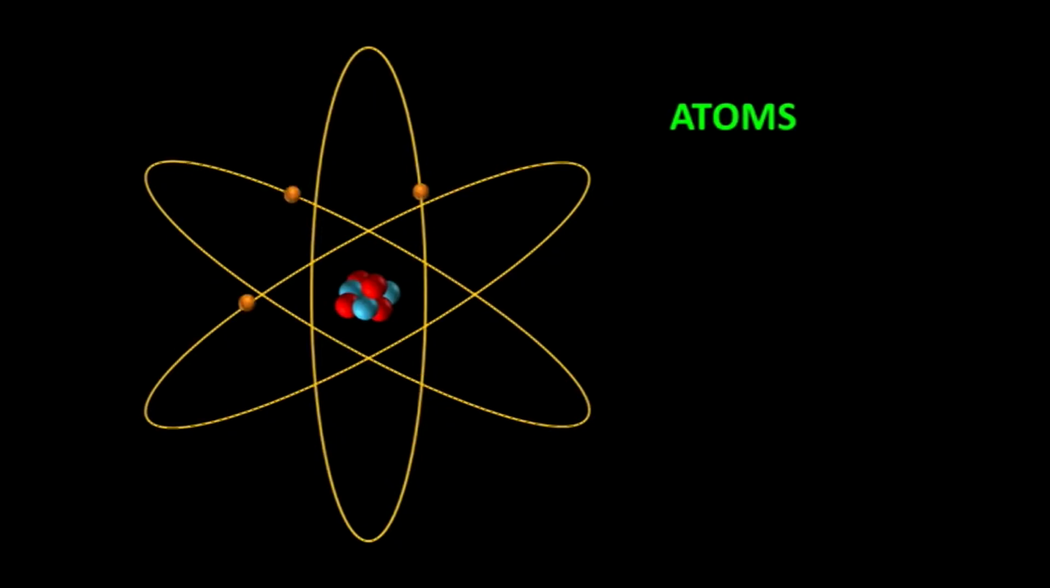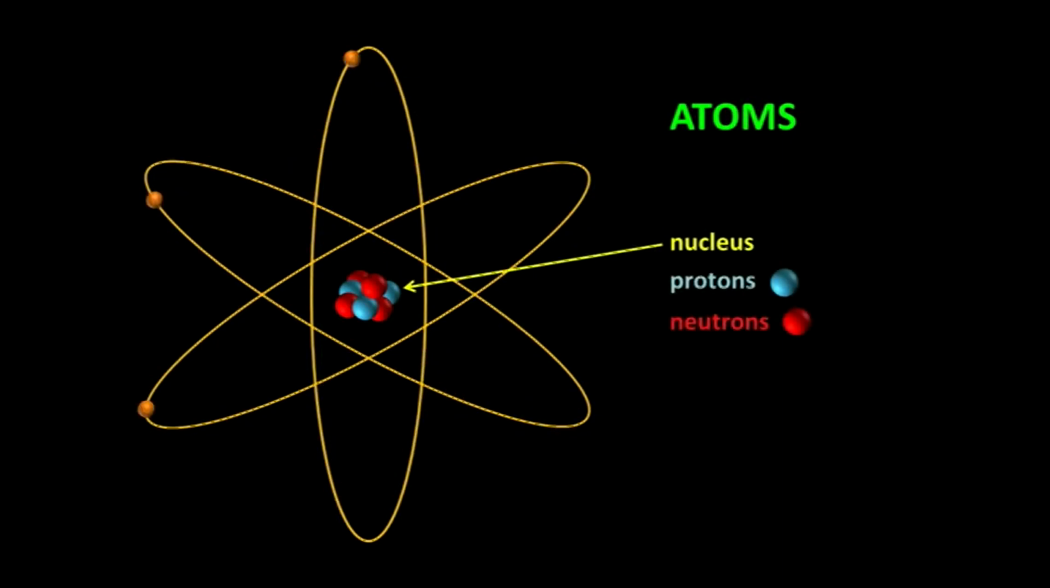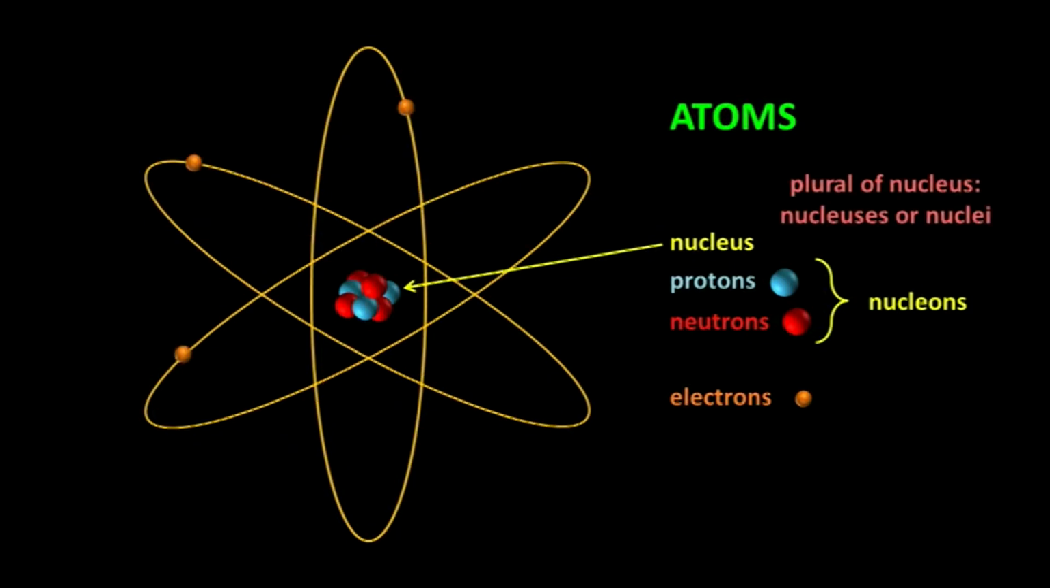So let's begin. We now know that all atoms are made of what's called a nucleus, made up of two types of particles called protons and neutrons, which is surrounded by much smaller particles called electrons that move around the nucleus at enormous speeds. Protons and neutrons are often collectively called nucleons, since they make up the nucleus. The plural of the word nucleus is either nucleuses or nuclei.